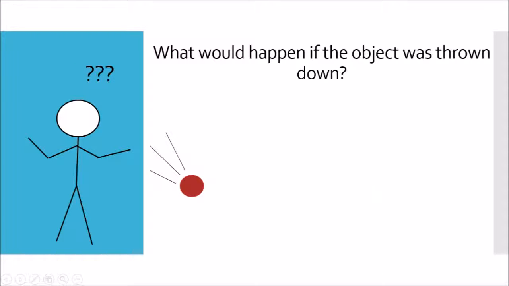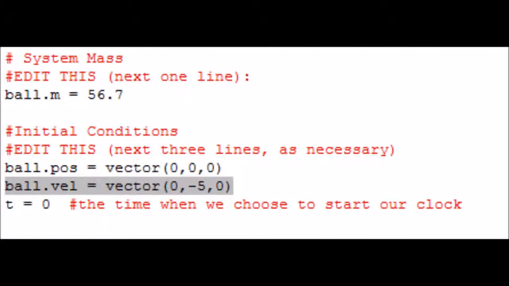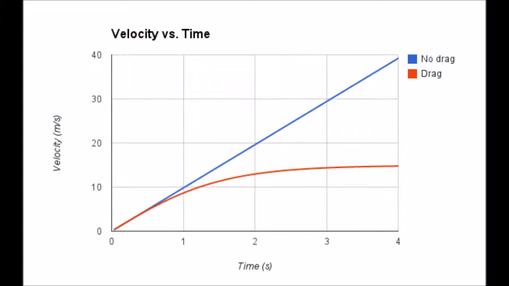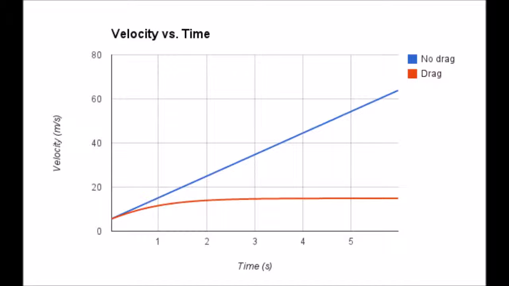But what would happen if an object was thrown down? To model this, I set the initial velocity of my model equal to 0, -5, 0. What happens is that the object reaches terminal velocity more quickly than it would have if it were not thrown down.